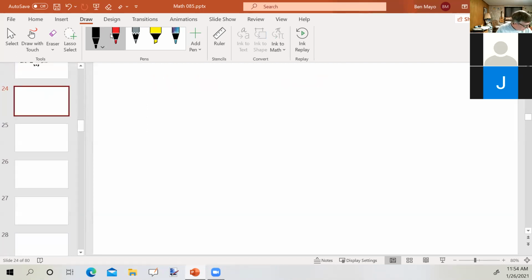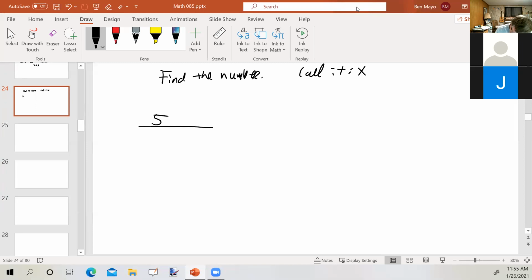here is a problem. It says, if a number is added to the numerator of 5/7 and twice as much is subtracted from the denominator, the result is 8. Find the number. All right, they want us to find the number. How about if we call it X?